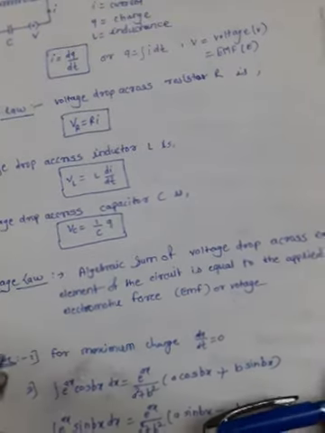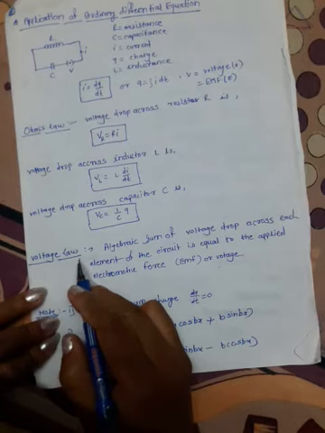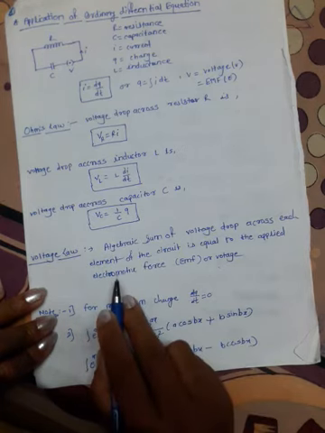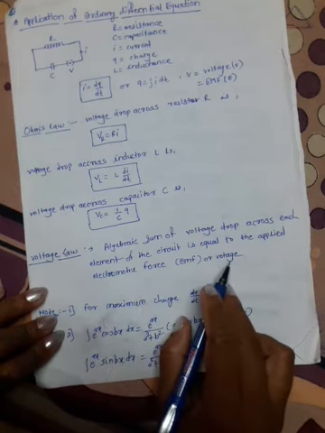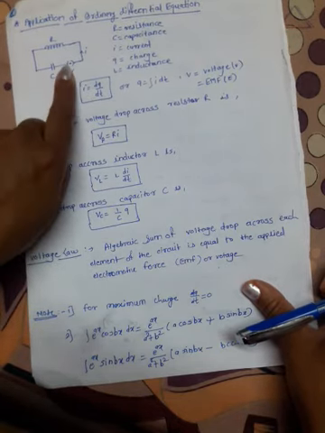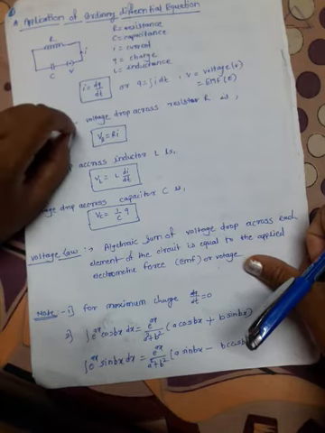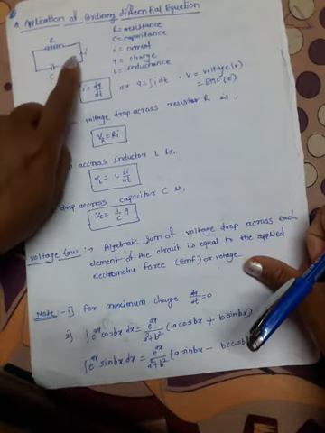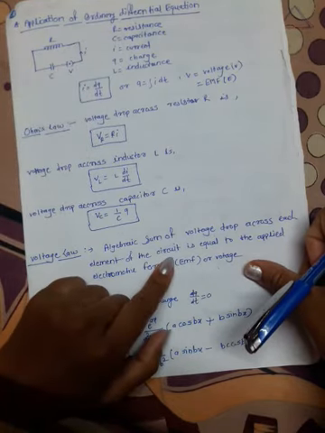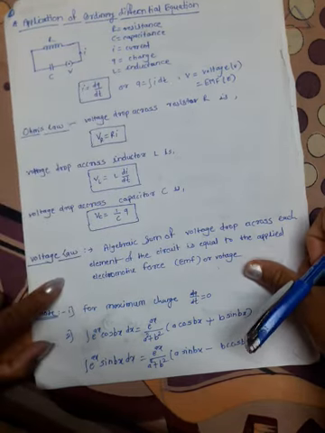Now let us see the voltage law. The voltage law is: the algebraic sum of the voltage drops across each element of the circuit is equal to the total applied electromotive force or voltage. Obviously, if one particular voltage is applied, then current passes through each of these instruments, whether it is resistor or capacitor or inductor. Therefore some voltage drop should be there across each element, and if we add all these voltage drops, that will be equal to the total EMF or total voltage applied to the circuit. This is called voltage law.